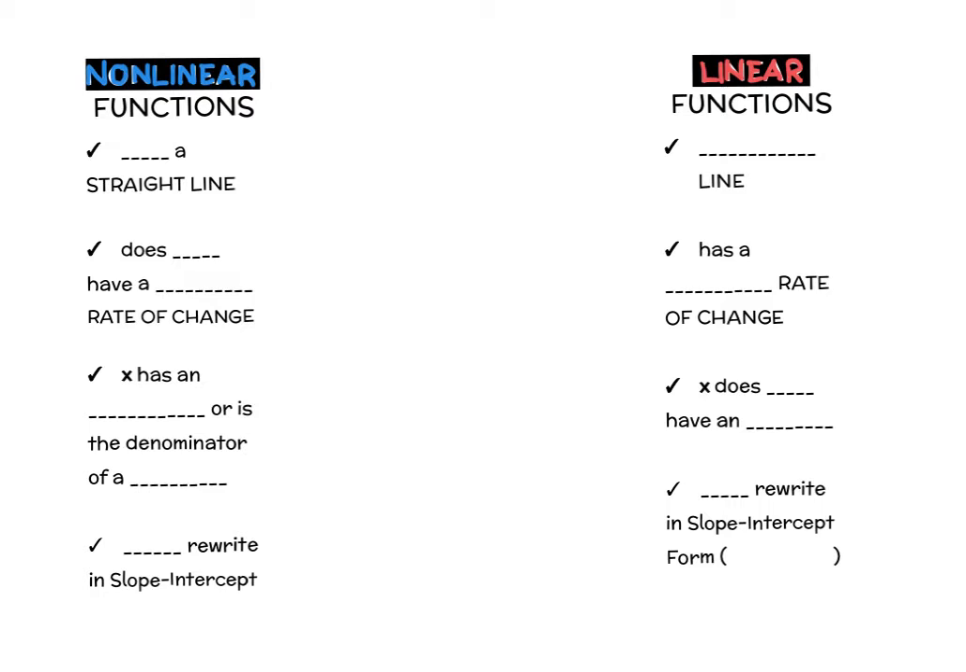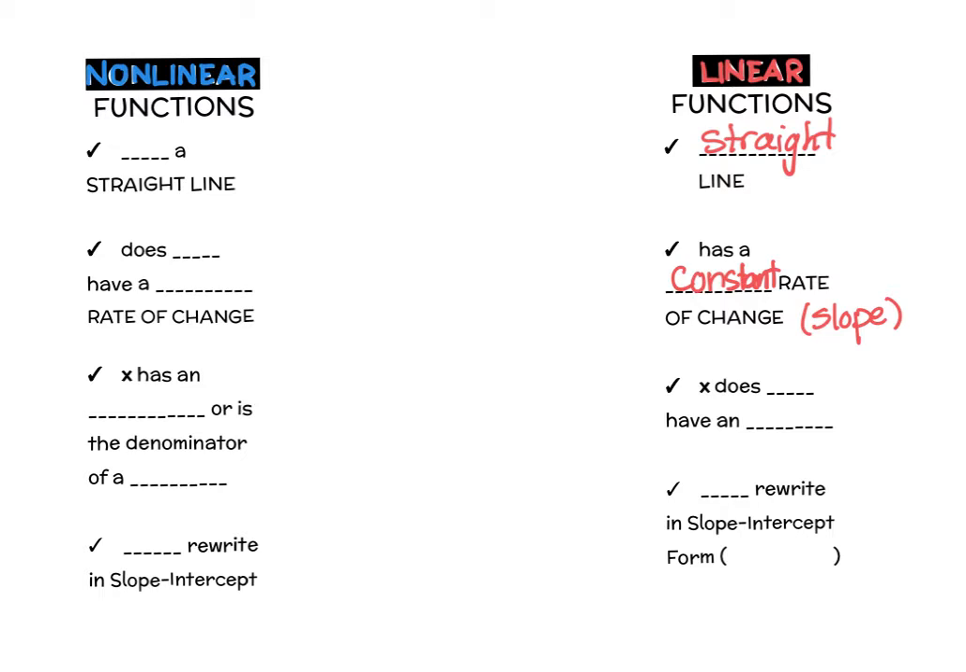Okay, so when it comes to linear versus nonlinear functions, the names kind of describe it for you. When we're talking about a linear function, we're talking about a straight line. With linear functions, we see a constant rate of change, meaning that the function is changing by the same amount all the time, okay? So it's always increasing by the same amount. The other word for this would be slope. So we have a constant slope, okay?